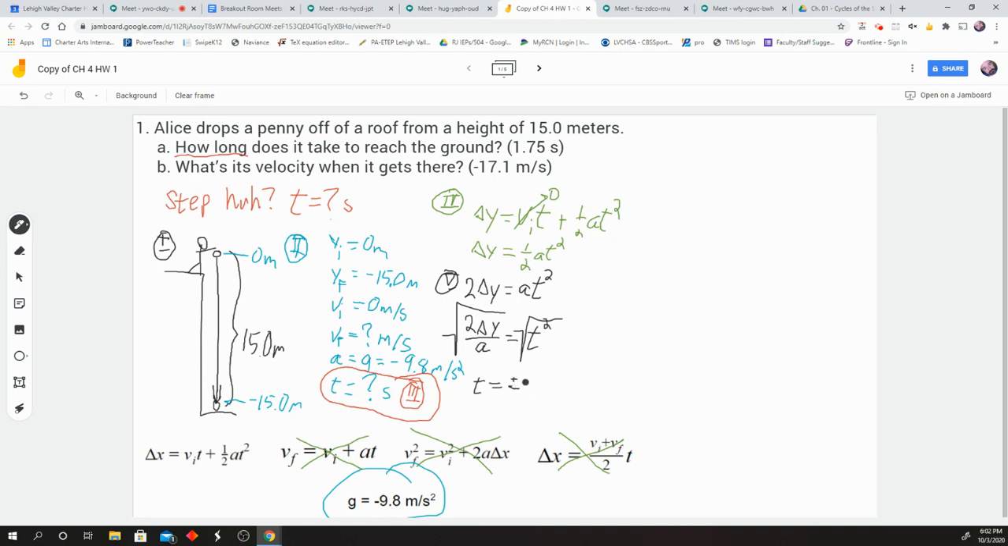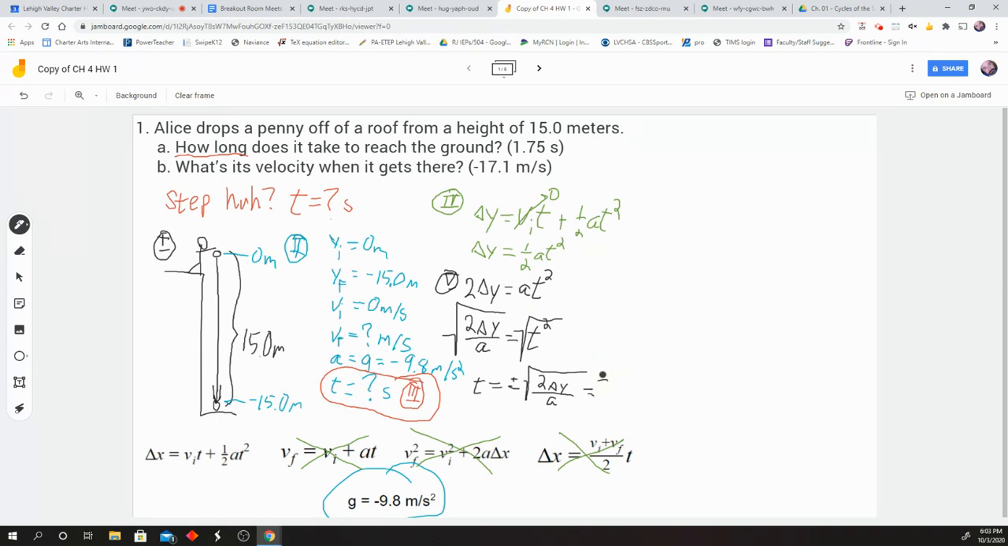Undo. It's not undoing. Right, whatever. That's plus or minus the square root of 2 delta y over a. Okay, so I've done it in letters as far as I can. Now I have to put in the numbers.